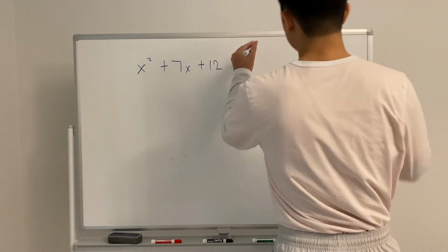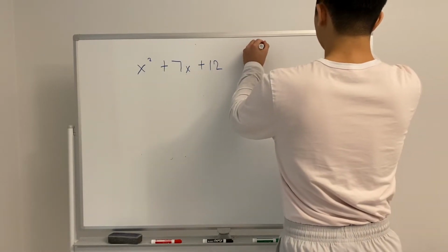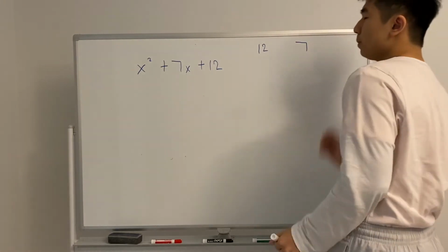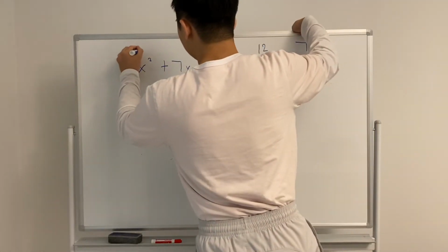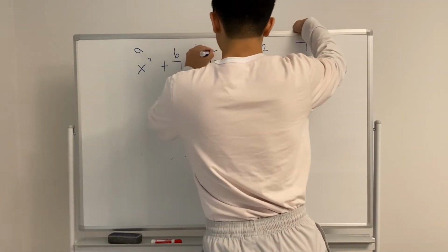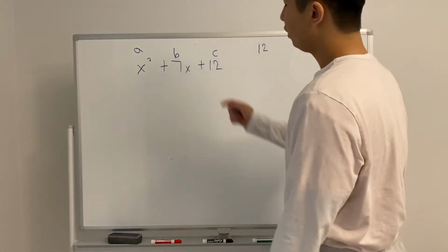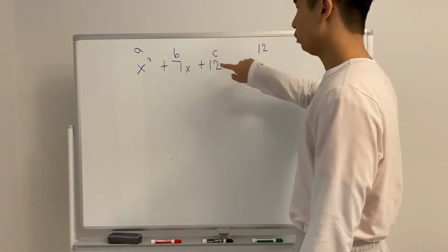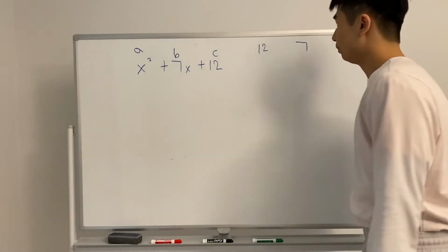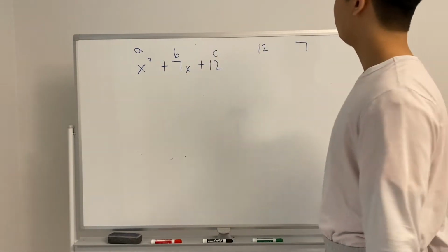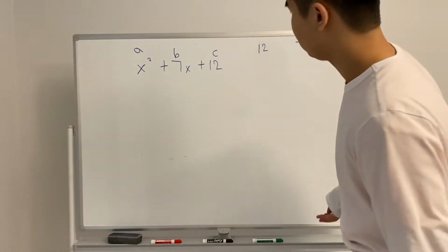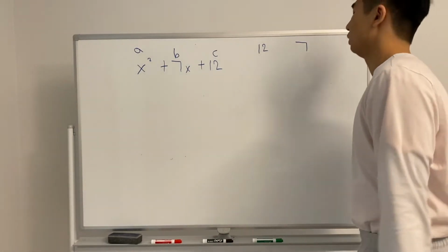So let's write these out. Which numbers multiply to 12 and which add to 7. Essentially, this is the a value, this is the b value, this is the c value. When a is 1, you have to figure out which two numbers multiply to the c value and add to the b value. When you're first starting out, you may have to do some trial and error. But since I already know the answer, I'm going to just write it out to save time.